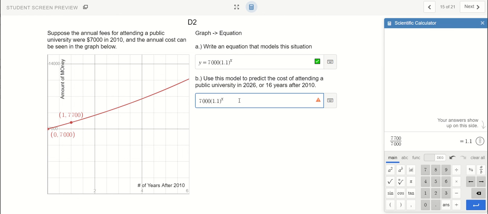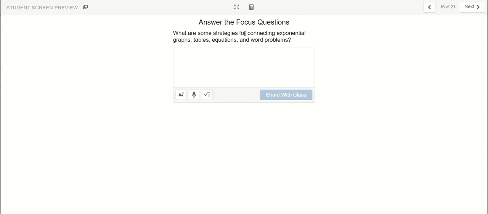All right, instead of x, 16 years later, which would be in 2026, because again, this is starting at 2010. So 16 years later from that, college is going to cost around $32,000. Okay. So what are some strategies for connecting graphs, tables, and equations?